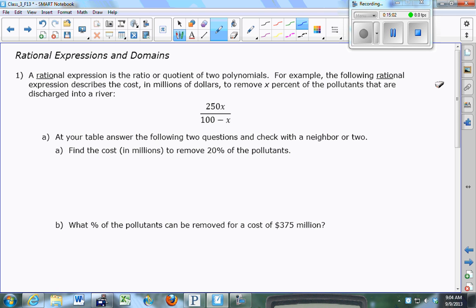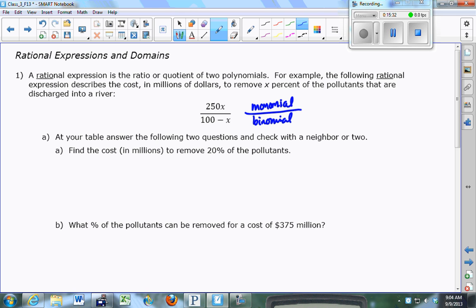This is what we call a monomial because it's just one term. And what do you think we call 100 takeaway x? How many terms? 2. So what do you think we call it? Binomial, right. So that's a monomial divided by a binomial. So a rational expression is simply 2 polynomials divided by each other. And they could be these special named ones like monomial and binomial, or you could have something with 5 or 6 terms in the top and bottom.